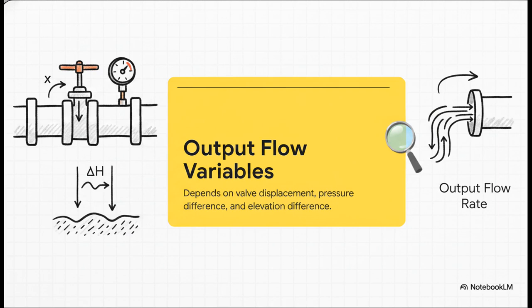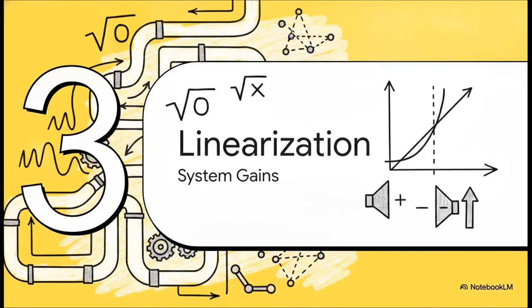Our output flow rate is naturally a function of 3 independent environmental variables. First, the valve's displacement, X, which we can actually control. Second, the total pressure difference across the line, delta P. And third, the elevation difference, delta H, which is just caused by natural surface variations. If any single one of these 3 variables shifts, our output flow changes with it. Section 3. Linearization and System Gains. Because nonlinear equations with square roots are notoriously difficult to control using standard PID controllers, we've got to transition to our next critical step.